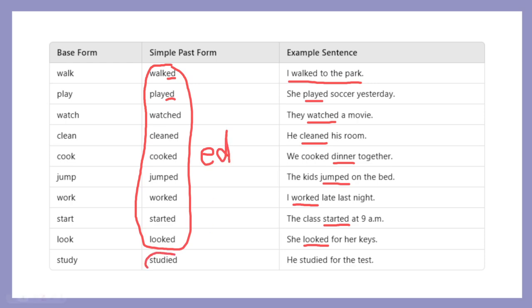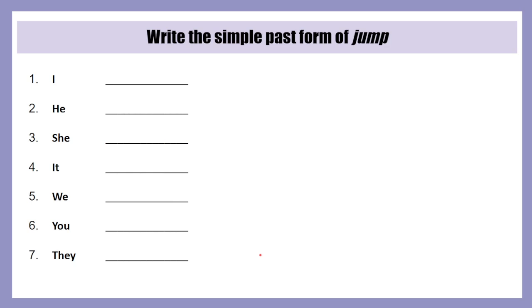But studied is different. He studied for the test. For study, we delete the y and add ied. Studied. Let's practice. Write the past simple form of jump. For example, I jumped.